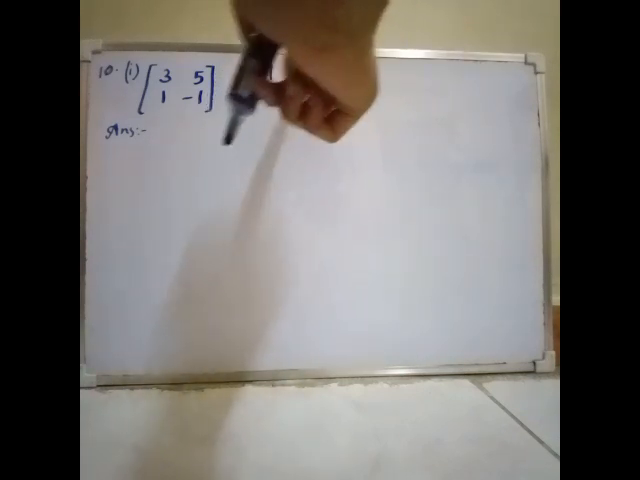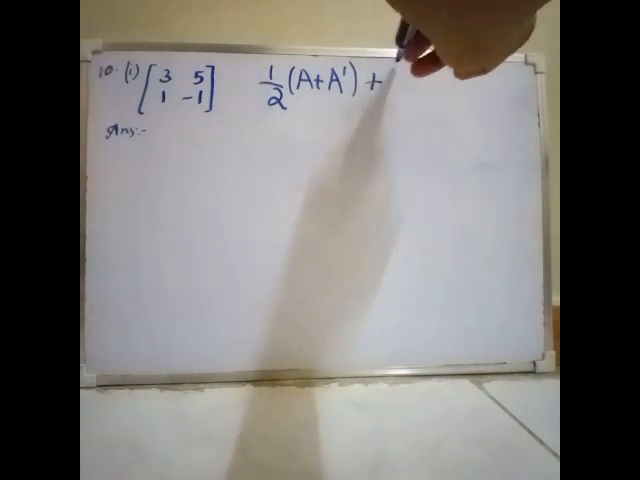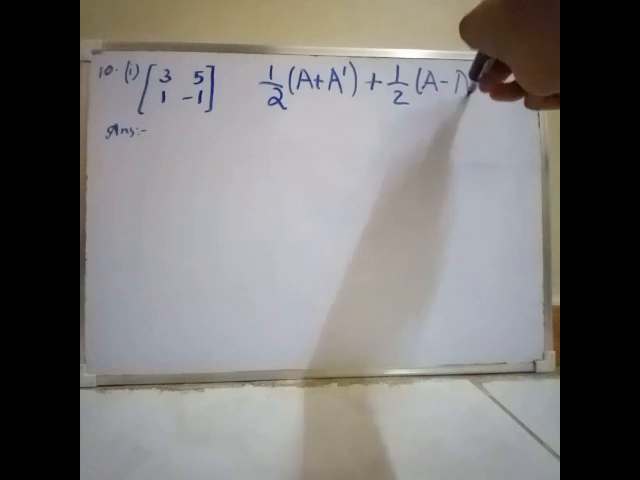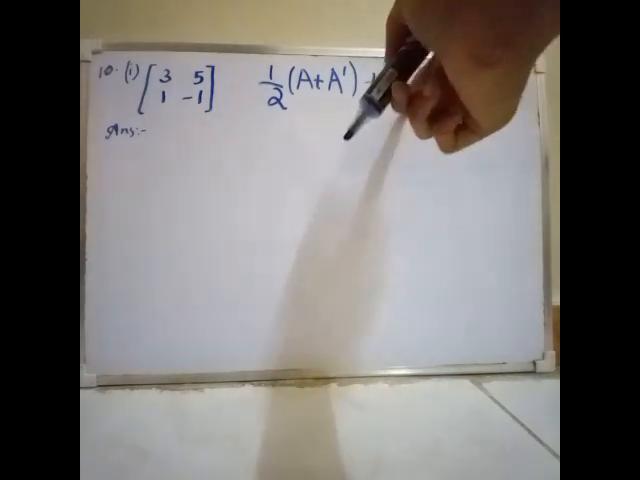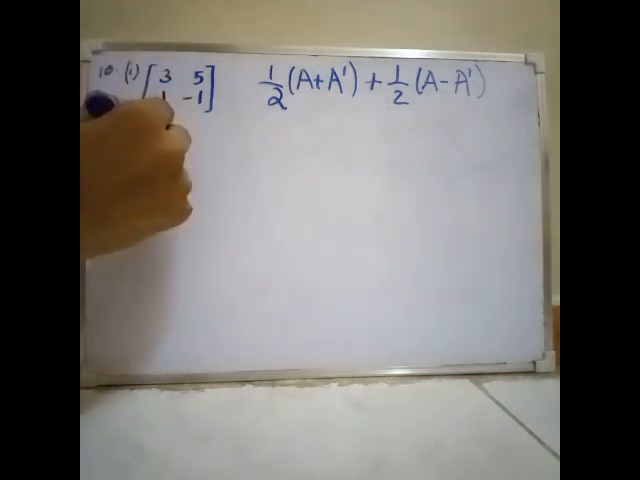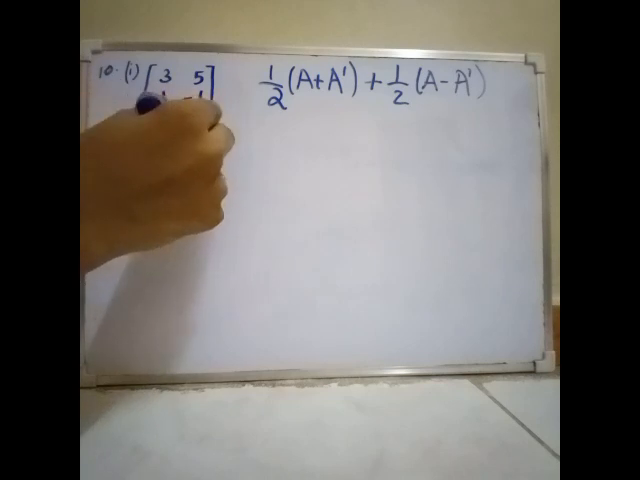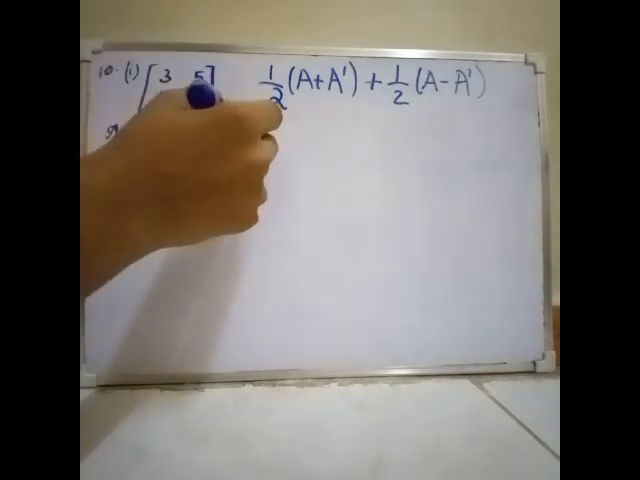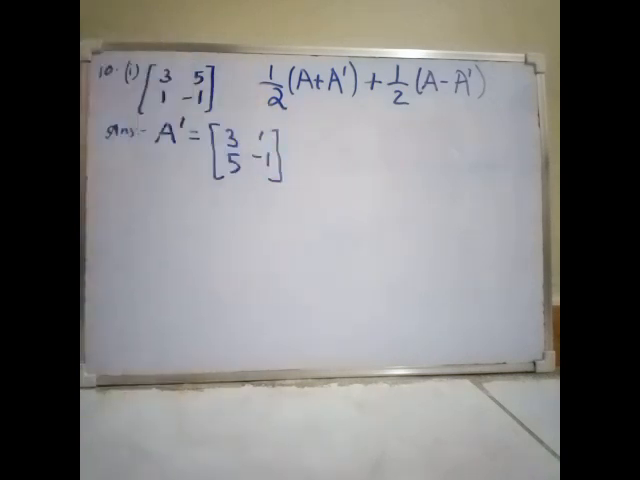This is a symmetric matrix, plus half times A minus A dash. This is a skew symmetric matrix. This is the formula we have to use in all these 4 questions, right? So for the first question, we'll be finding the A dash first. So 3, 5, then 1, minus 1, right?